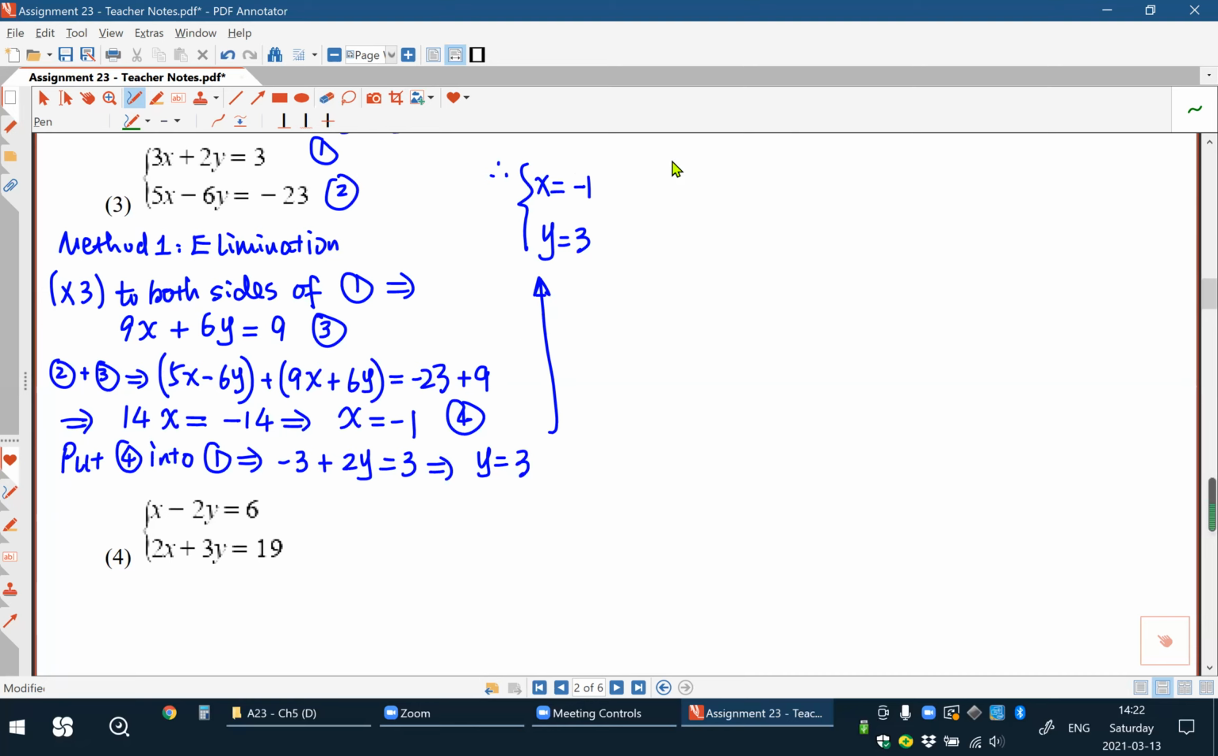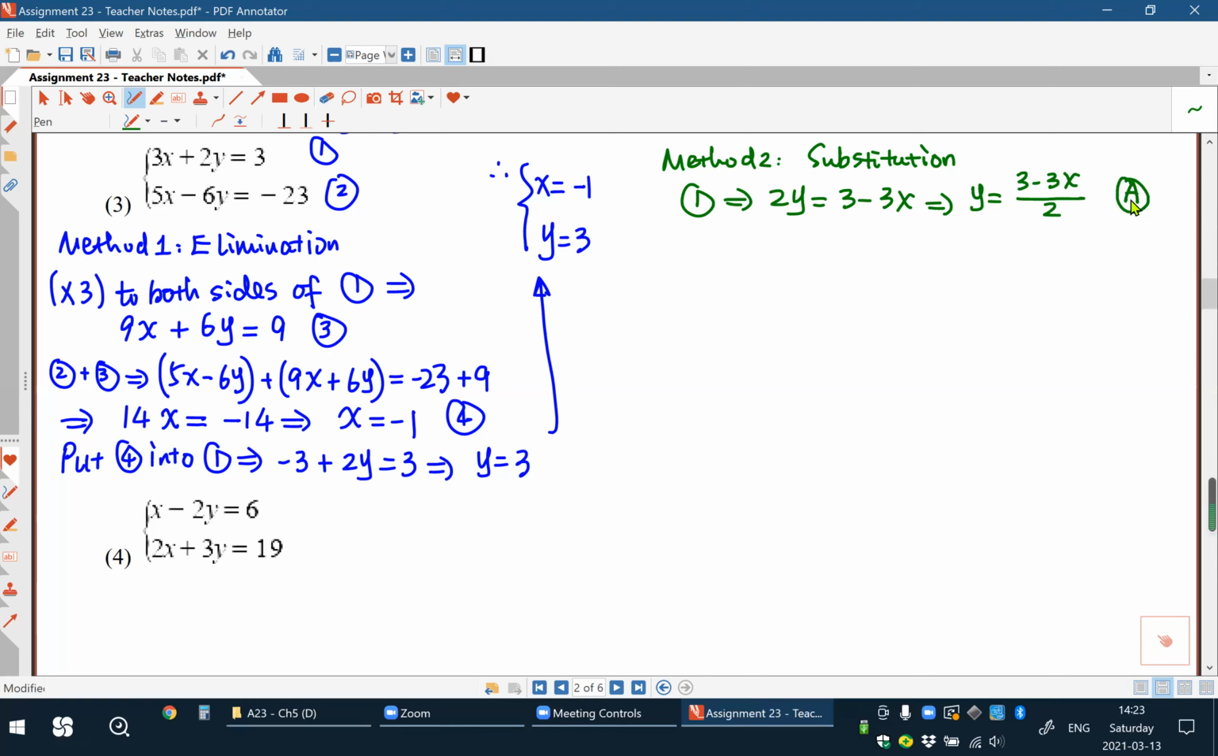No? All right, let's see how we can use method 2, substitution method. Okay, again, from equation 1, we can solve x in terms of y or solve y in terms of x, right? Okay, so this time let's solve y in terms of x. 2y equals 3 minus 3x. That means y is 3 minus 3x over 2.